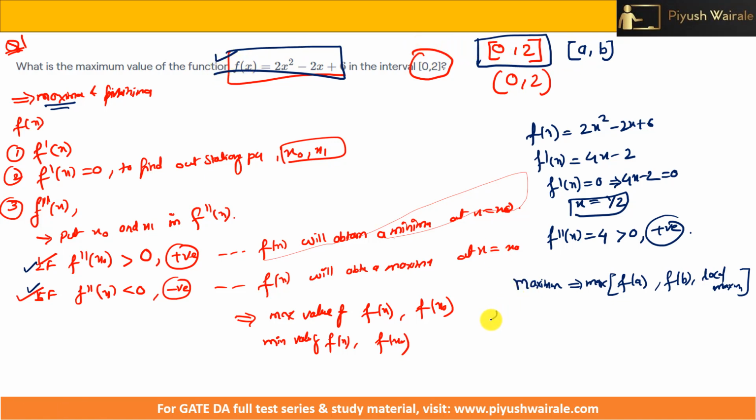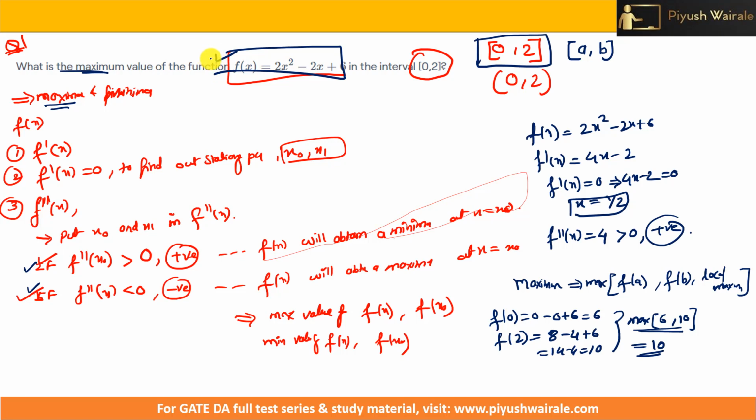What will we get? f of 0 is basically 0 minus 0 plus 6, which equals 6. f of 2 will be what? 2 into 2 square, that is 4, into 2, 8, minus 2 into 2, that is 4, plus 6, right? So it will be 14 minus 4, that is 10. And here we don't have any local maxima. So the maximum value will be the maximum of 6 and 10, that is f of 0 and f of 2. The maximum out of 6 and 10 is 10, right? So the maximum value of this function f of x is 10. Okay, so this is the correct answer.